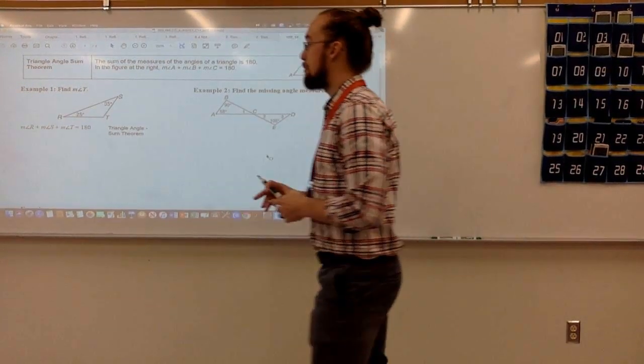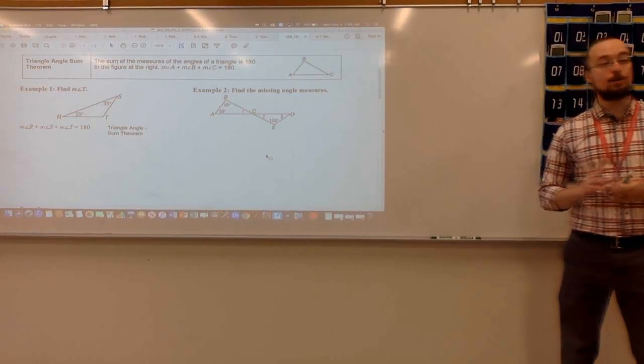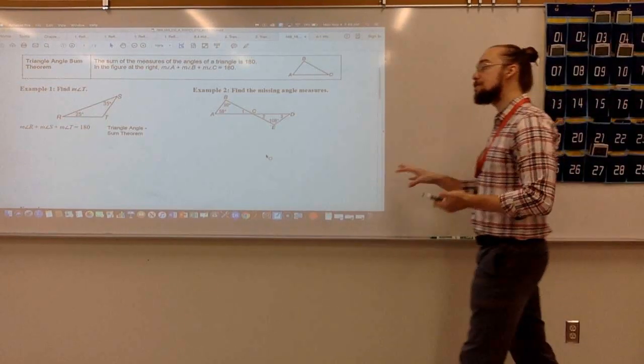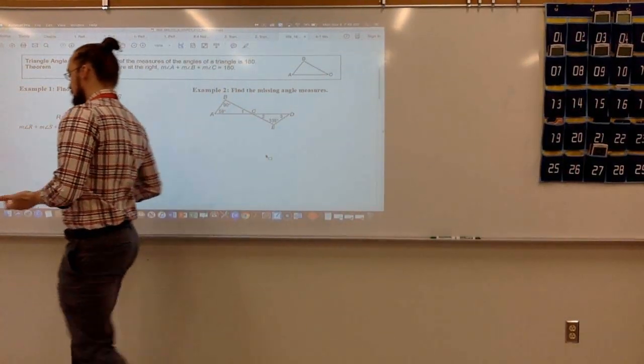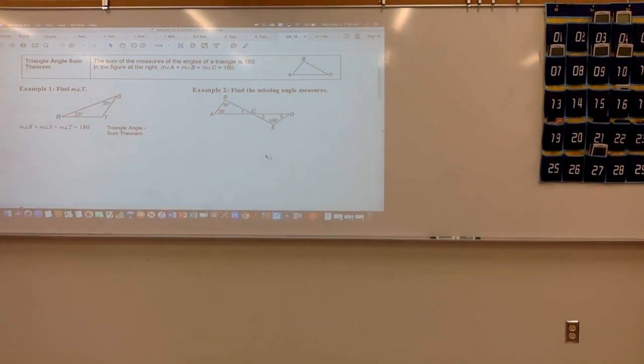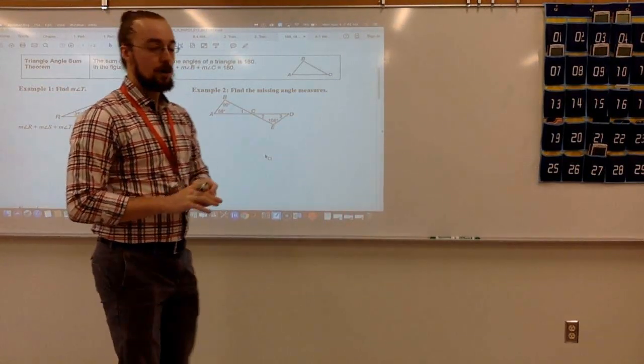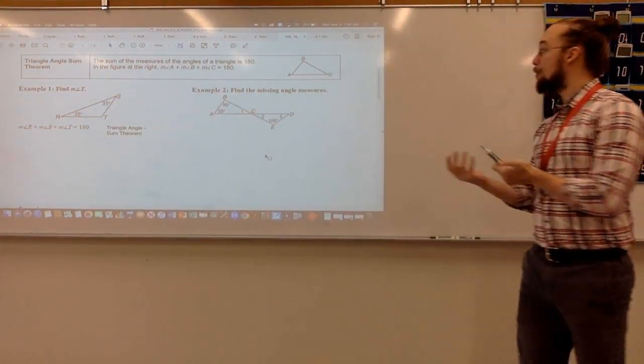The next chapter that we're going to start taking a look at is all about triangles. This first section is just about angles in triangles and angles outside of triangles. As we progress through this chapter, we will start getting into more proofs. But I think that these proofs are going to be a little bit easier than the proofs that we looked at before.